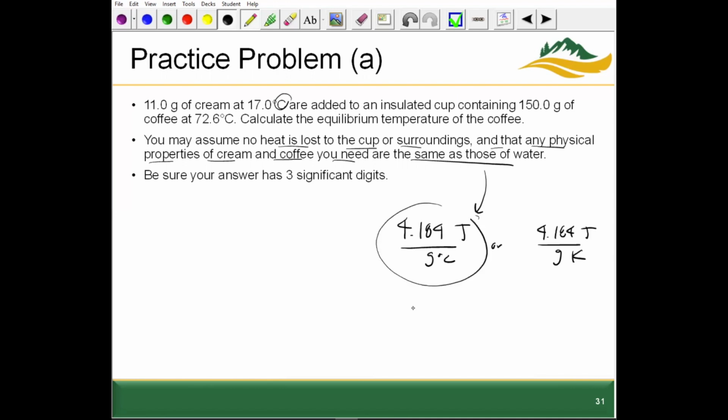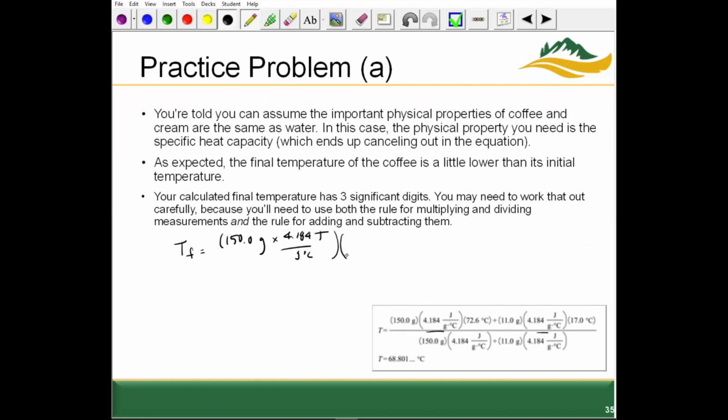So we can call the specific heat capacity of coffee the same as that of water, and the specific heat capacity of cream, we can also use this value for water. The initial temperature of coffee is 72.6 degrees Celsius. At this point, grams and grams cancel out, and degrees C cancel out.